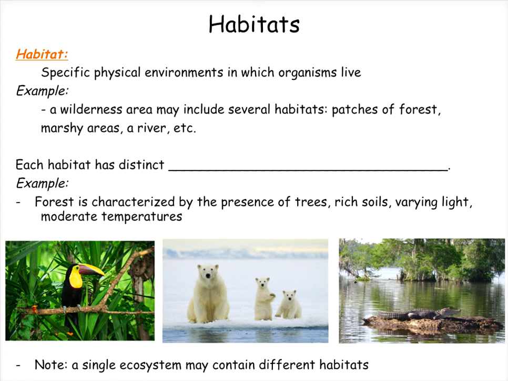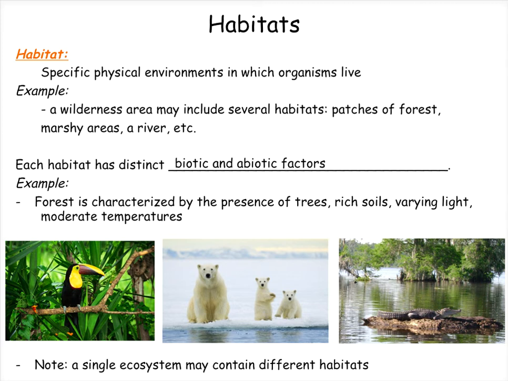What makes each habitat distinct is its combination of biotic and abiotic factors. So, for example, a forest habitat is characterized by the presence of trees, rich soils, varying light, and moderate temperatures. If you change these factors, say by making the dominant producers algae and water mosses instead of trees, by maybe diminishing the amount of direct light, by dropping the average temperature, now you've got a different habitat, an Arctic habitat, like the one you see in the center occupied by the polar bears.